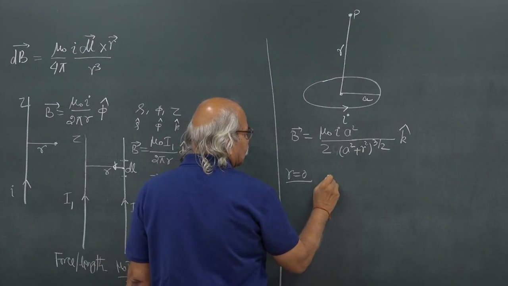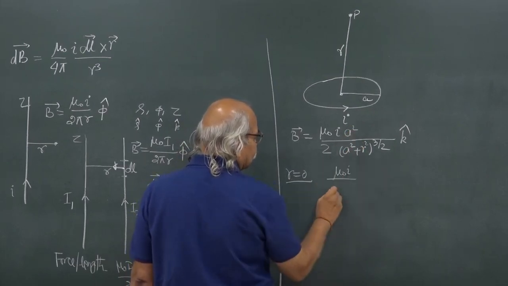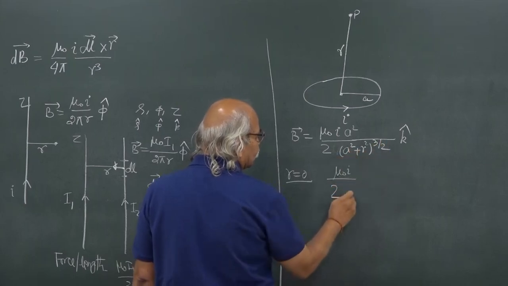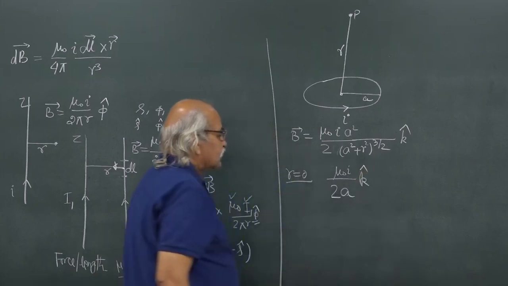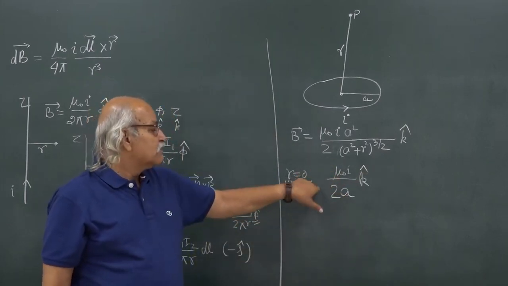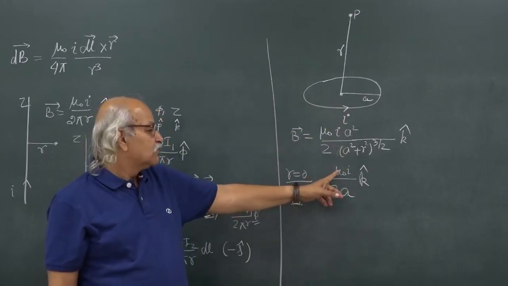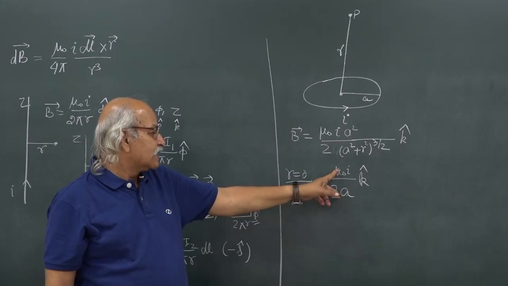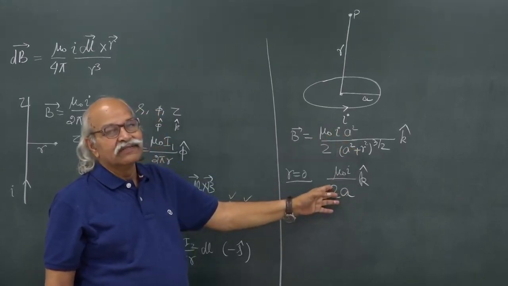And if you put R equal to 0, you are at the center here, then R will be 0, and this will be mu naught I, and this is A square here, this will be A cube here, so 2A. So at the center it is mu naught I by 2A, and this is a check in fact. If you remember this at the center expression, this is simpler to remember, mu naught I by 2A. By putting R equal to 0, it should reduce to this one.